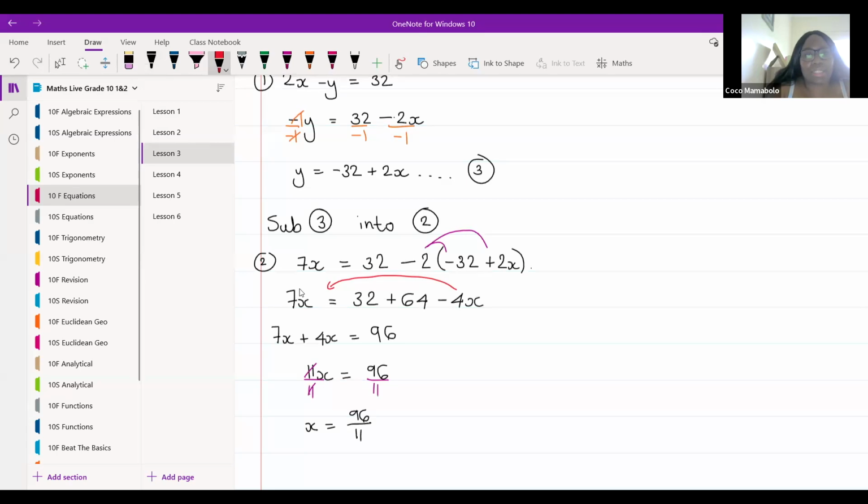We only have x. The easier equation for me to use to solve for y would be equation 3, because equation 3 already says y is equal to something. So I'm going to sub into equation 3. I'm going to say y is equal to negative 32 plus 2 times 96 over 11. All right, and then we can just punch that into a calculator. Will somebody punch it into a calculator for me and give me an answer?